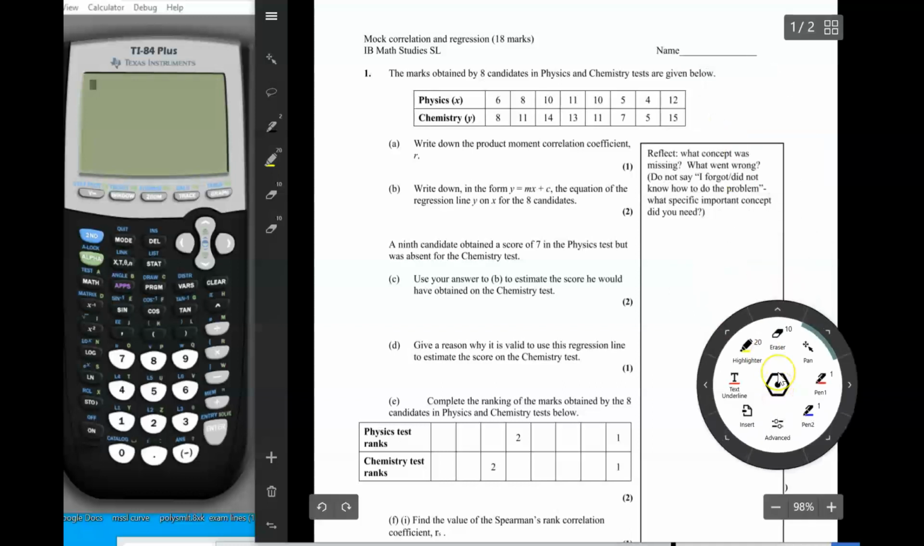This is the video for the solutions for the mock for correlation regression with Spearman's correlation coefficient. So number one, the marks obtained by A candidates in physics and chemistry tests are given below. Write down the product moment correlation coefficient R. That means the Pearson's correlation coefficient.